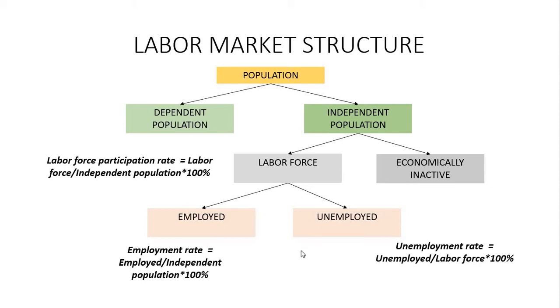So you calculate unemployment rate as the ratio of number of people unemployed to the number of people in labor force. Employment rate as the ratio of people employed to the number of people in independent population. So please pay attention. Employment and unemployment rate never sum up to 1. And labor force participation rate is calculated as the ratio of labor force to the size of independent population.